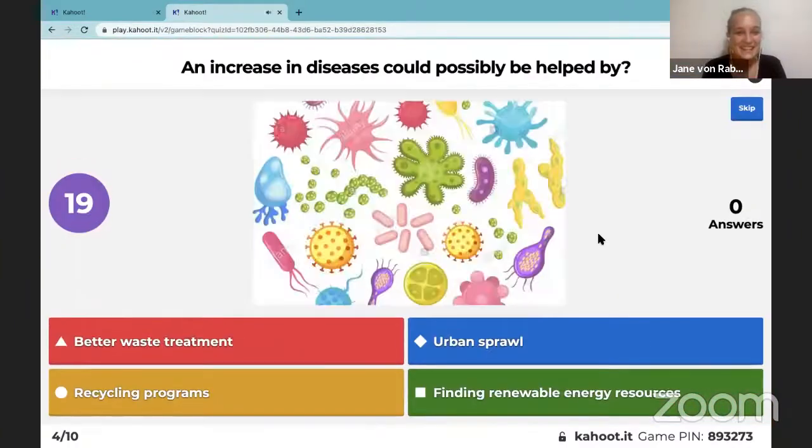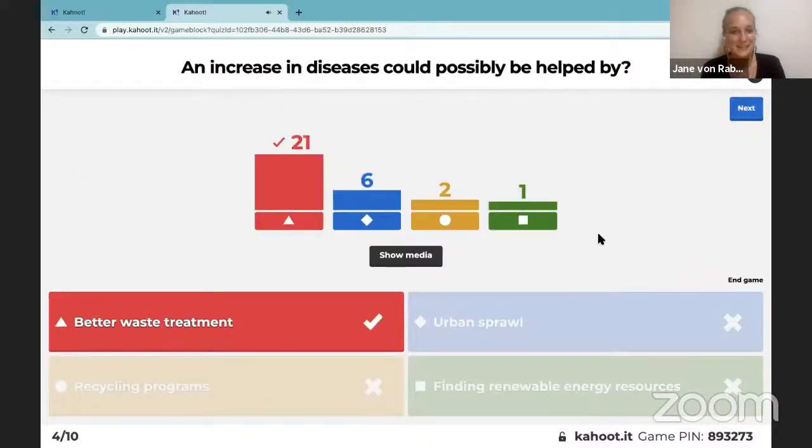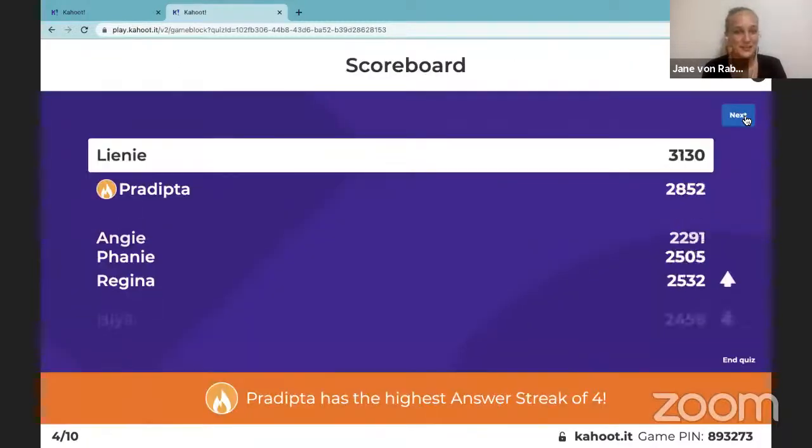An increase in disease could possibly be reduced by better waste treatment, urban sprawl, recycling programs, or finding renewable energy resources. Actually, I know that COVID was more caused by eating fats, and vegetarianism helps as well, but better waste treatment is the right answer.